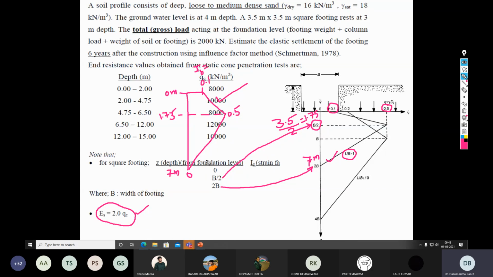Okay. So once this strain influence diagram is done, the next step is to calculate the elastic modulus values based on the empirical formula. So in this case, ES is approximately taken as 2 times QC. If you see another equation, you can also consider 2.5 QC or 3 QC, but approximately between 2 to 3 times QC.